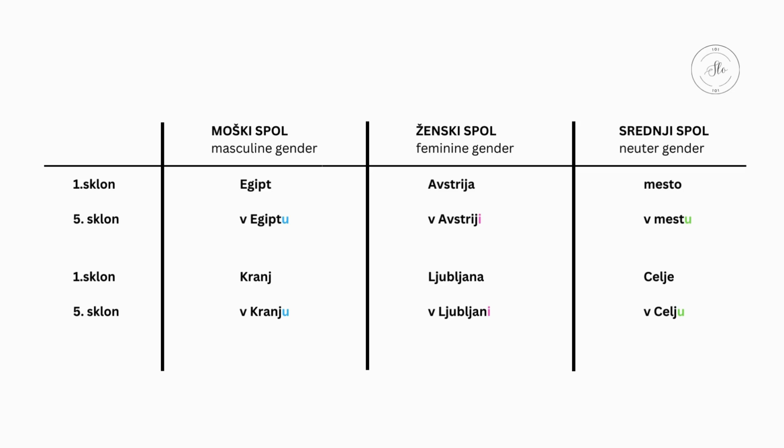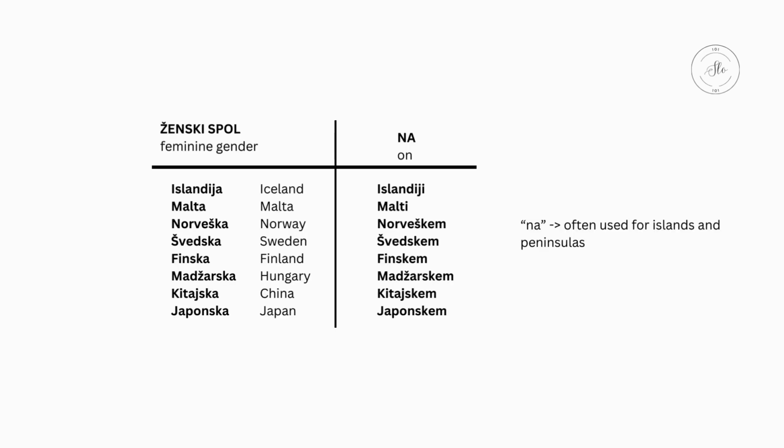Last, we have neuter gender. I actually couldn't come up with the name of the country which would be of neuter gender, so I used the word for city instead. We have the word mesto. And when we ask where, we reply v mestu. So the last letter changes to letter U. Then we have Celje, which is a town in Slovenia. When we ask where, we say v Celju. As you may notice, in all of these examples, we use the preposition v, which means in.